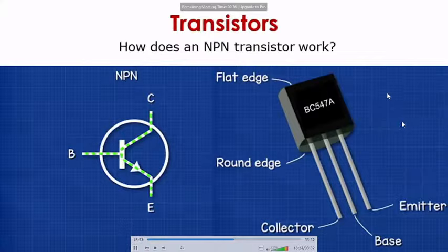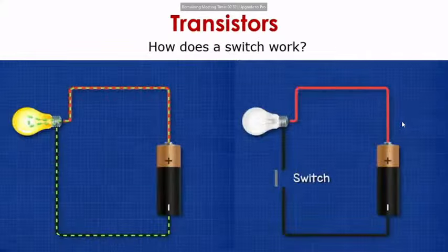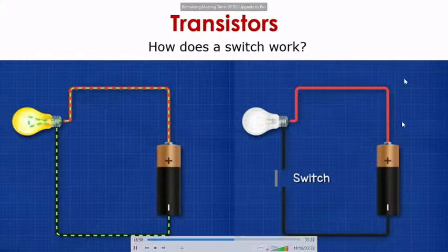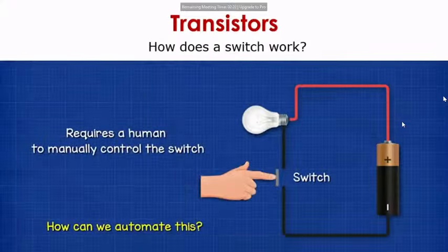We will see this in detail in further slides, or further in the video. So how does the switch work? When there is no switch, the bulb continuously stays on. When there is a switch, one can turn the bulb on and off, but it needs manual control. Somebody needs to put the switch on or off. How can we then automate this?